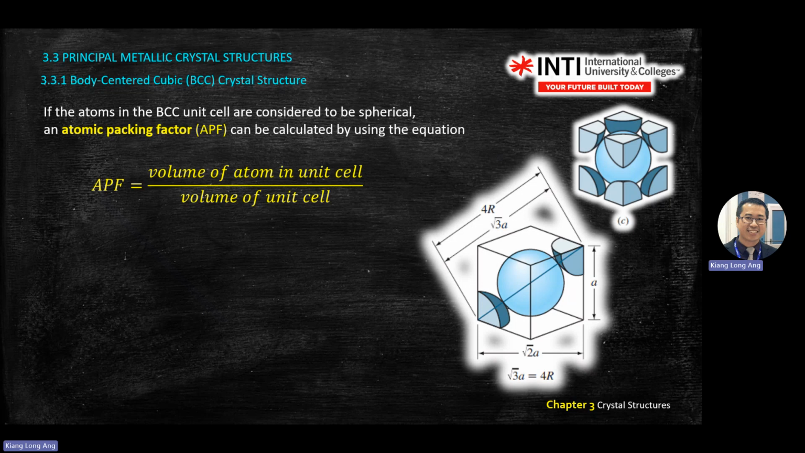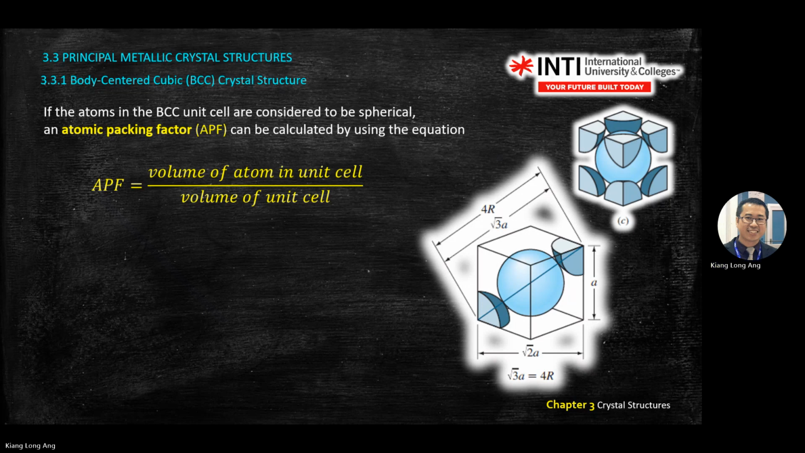Here, you have 2 spheres, right? So 2 times 4 over 3 pi r cubed, divided by the volume of the cell, which is this one: 4 over square root 3, cubed. So what do you arrive at?